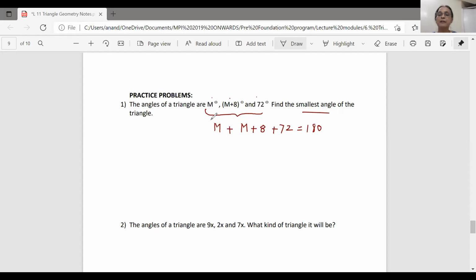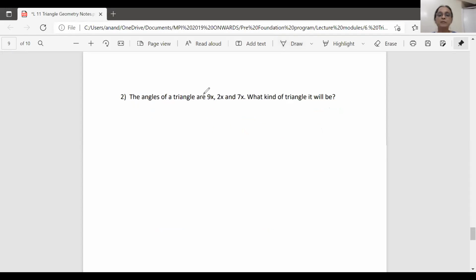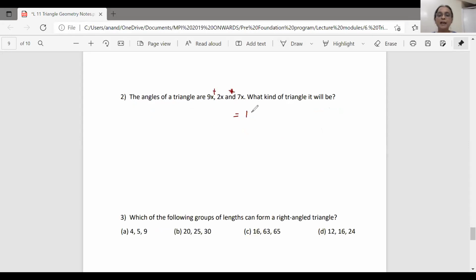And you will of course get the solutions afterwards. So this is an easy sum. Then similarly, the 3 angles of a triangle are 9x, 2x and 7x. So 9x plus 2x plus 7x is 180. Find the value of x and then find the value of these 3 angles and then find what type of a triangle this is. 9x plus 2x plus 7x is 180.